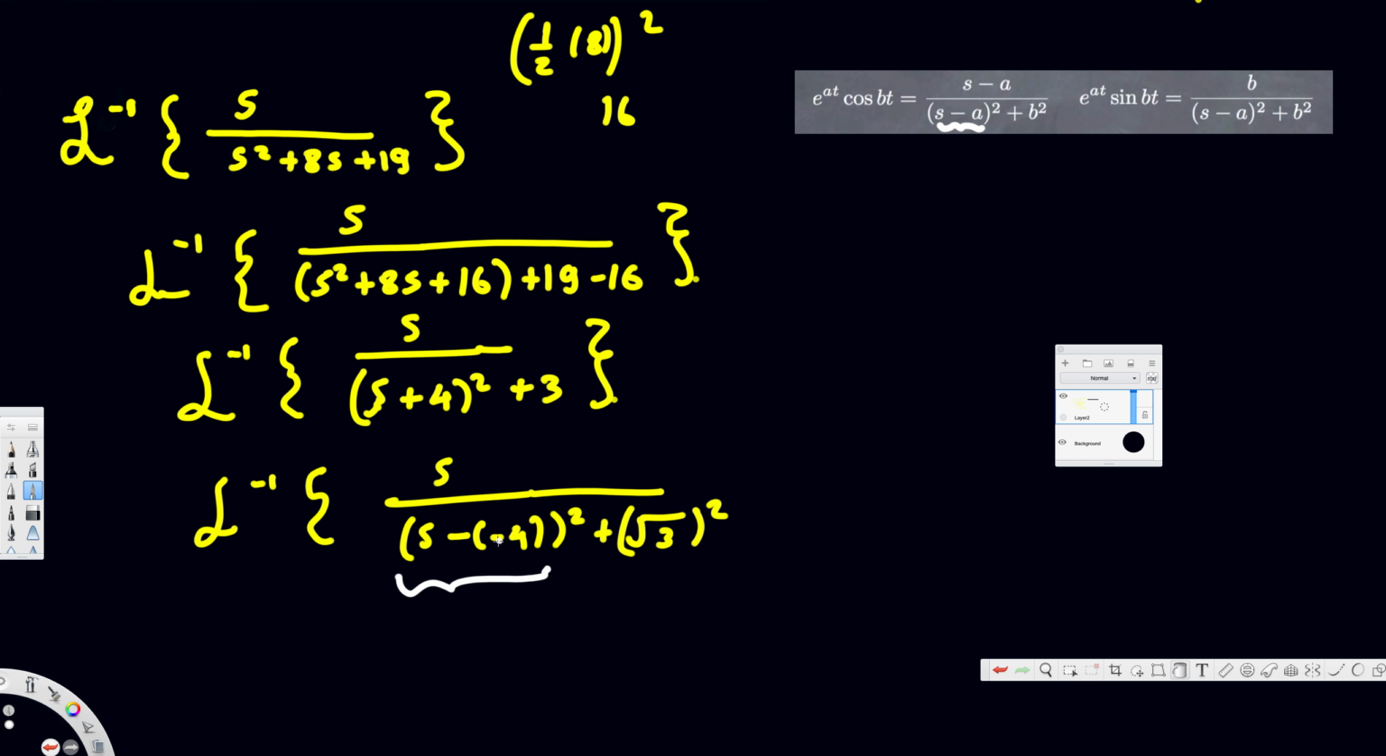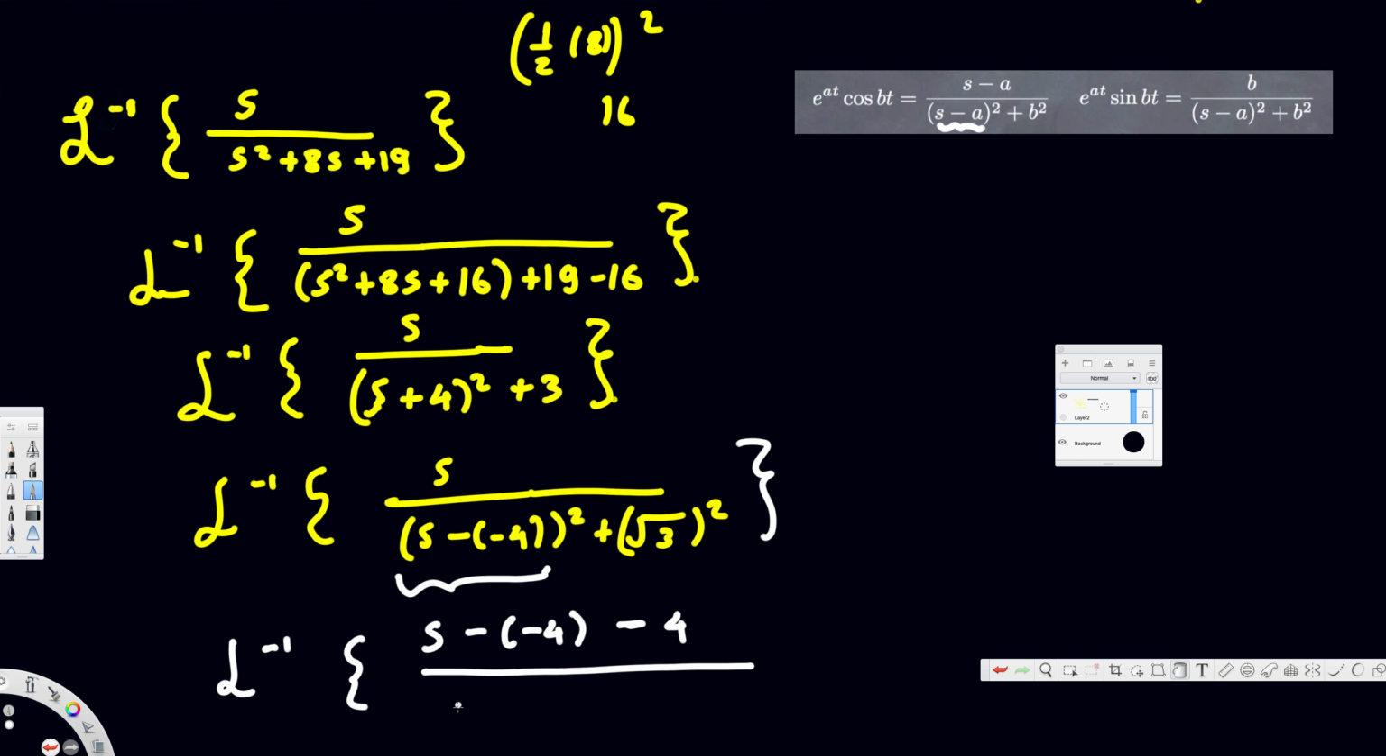So what we can do is write this one as it is, but when we do that, we have to subtract that one too, because when we write this one on top, we are adding 4. We are adding 4 to this one. When we add 4, we have to subtract 4, okay? Because this is not existing, we are adding it to bring in this pattern. And in the denominator, we are going to have s minus minus 4 whole square, and then plus square root of 3 square, right?